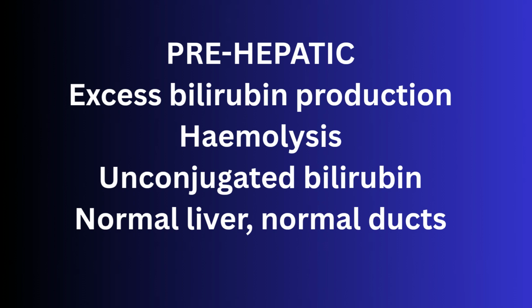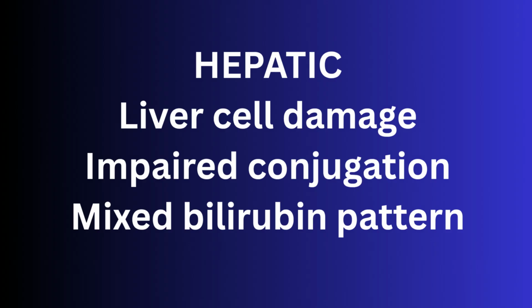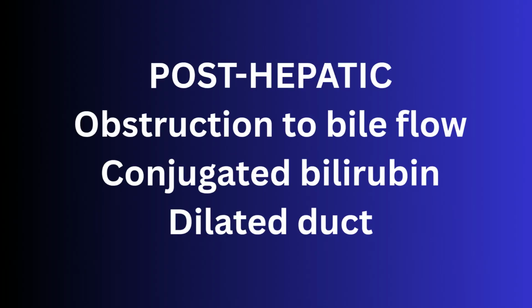Hepatic jaundice, the liver cells themselves are damaged. Conjugation is impaired. You get a mixed pattern of bilirubin, both conjugated and unconjugated rise. Post-hepatic jaundice, bile cannot flow out. There is obstruction. Conjugated bilirubin predominates, and on imaging, the ducts are dilated.